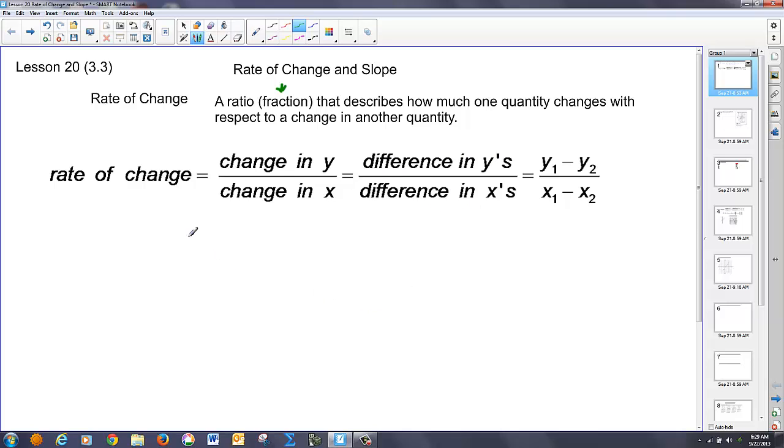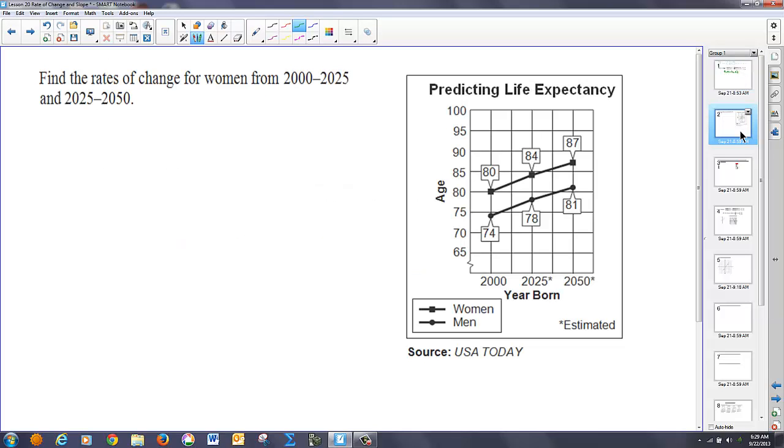And if we're talking about two points, let's say (x1, y1) and (x2, y2), then it's the difference in y's, so y1 minus y2 over x1 minus x2. So we're going to find the rates of change for women from 2000 to 2025 and 2025 to 2050. So I look at my chart, and here's 2000 to 2025.